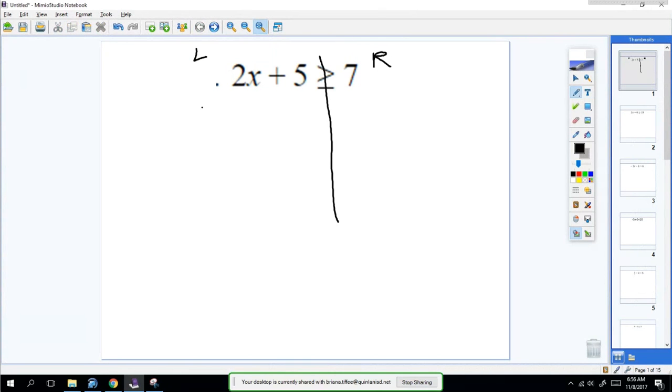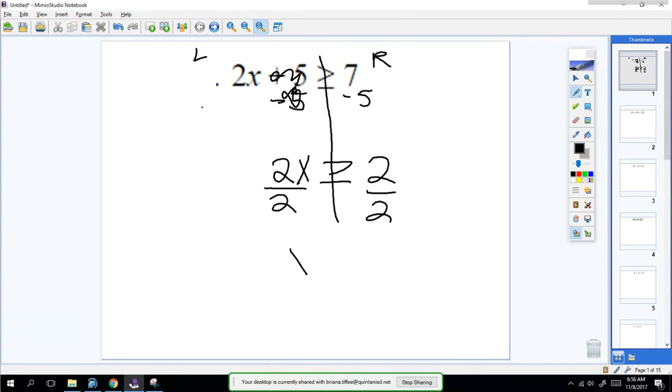But the first thing I'm going to look at is the one that's just being added or subtracted. Well, the 5 is being added, so you're going to subtract 5 from both sides. So this cancels out. Bring down the 2x. This line tells you to bring down the inequality sign, so just bring down the greater than or equal to sign. And then 7 minus 5 is 2. So now you're going to divide both sides by 2, and x is greater than or equal to 1, because 2 divided by 2 is 1.